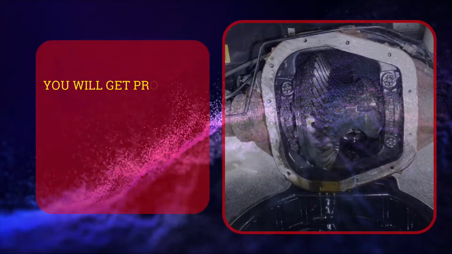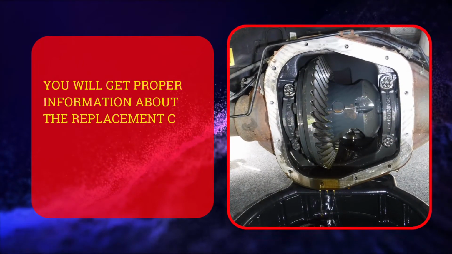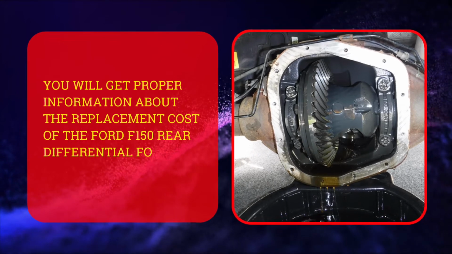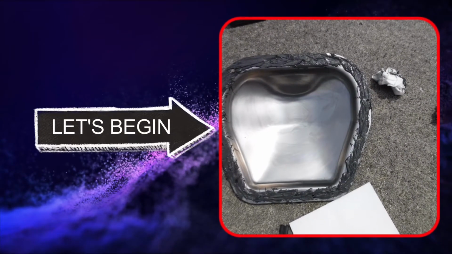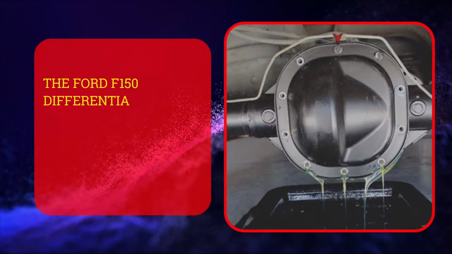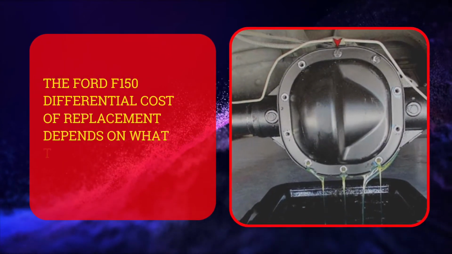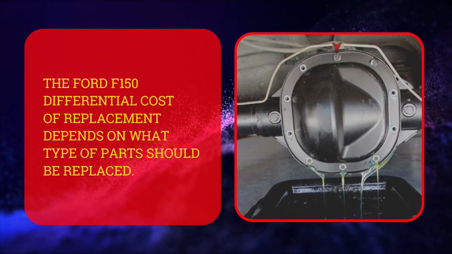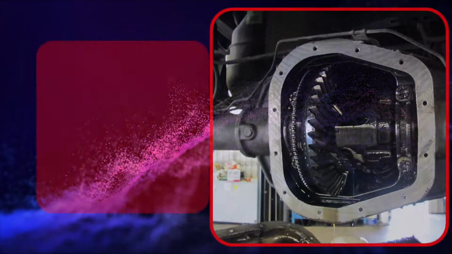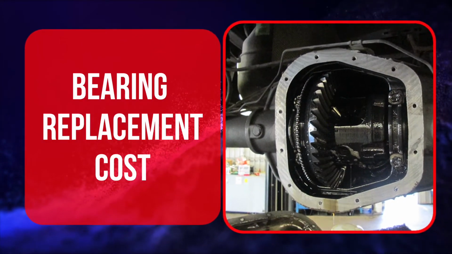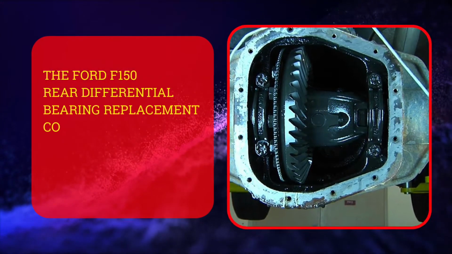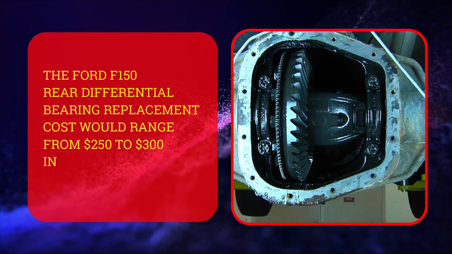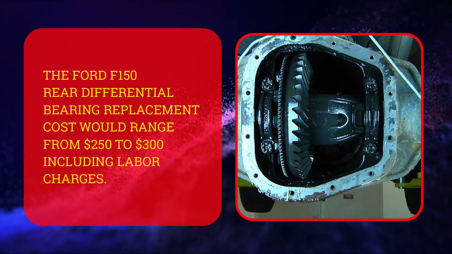In this video, you will get proper information about the replacement cost of the Ford F-150 rear differential for various models. Let's begin. The Ford F-150 differential cost of replacement depends on what type of parts should be replaced. Number 1. Bearing replacement cost. The Ford F-150 rear differential bearing replacement cost would range from $250 to $300 including labor charges.